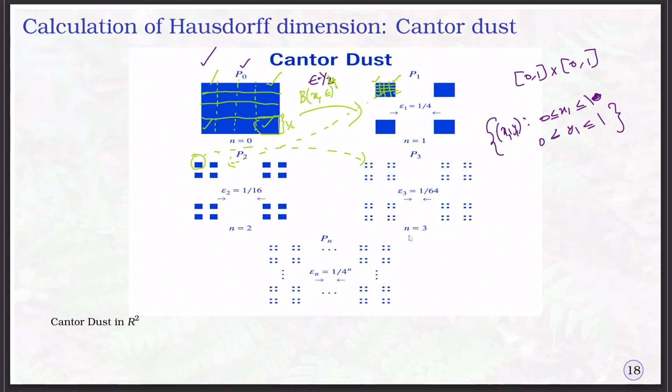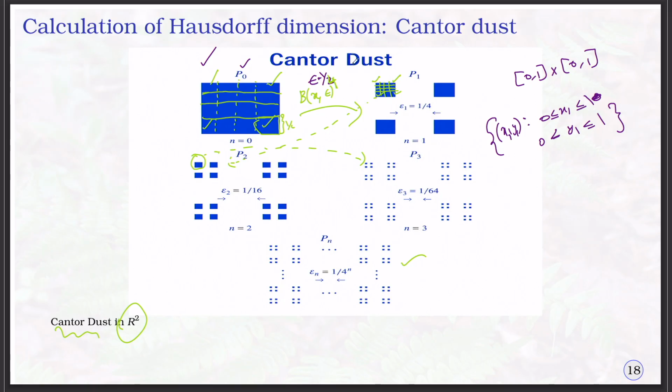So, continue this process. After the nth iteration we get sets with radius epsilon equal to 1 by 4 power n, and we get this type of number of sets in R^2. Then take the intersection of all of them. It will give the Cantor dust in R^2.